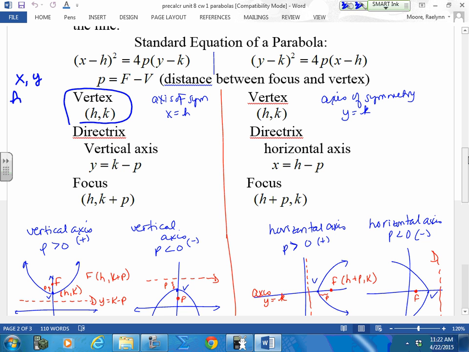In alphabetical order, X is always with the H, Y is always with the K, no matter which one comes first. We set this up so that your square is on your left-hand side and your other one is on your right-hand side. This is probably the only one that you have to remember. That P is the distance between your focus and your vertex point. Focus minus vertex. Do you have to remember it in that order? No, we're going to find it. So I don't want you to panic over these equations. I just want you to kind of get used to them.